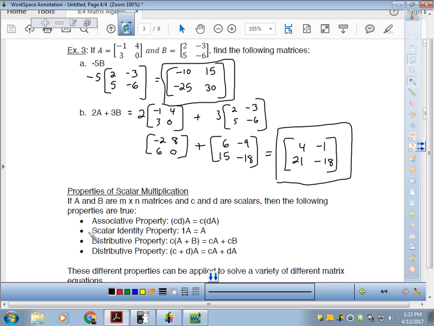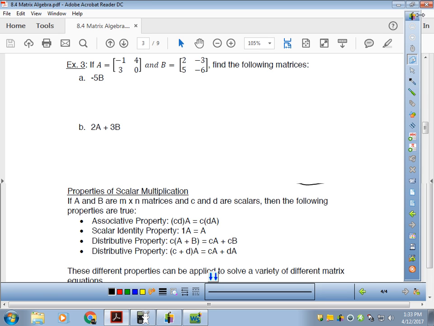The next property is the scalar identity property. If you multiply a matrix by the scalar 1, you just get that same matrix you started with. Distributive property, if you have a scalar C times A plus B, that C can be distributed in and you get C times A plus C times B. Similarly, if you have C plus D getting multiplied by matrix A, the matrix A can be distributed in and you get C times A plus D times A. So there's different properties we can use when we are manipulating scalars.